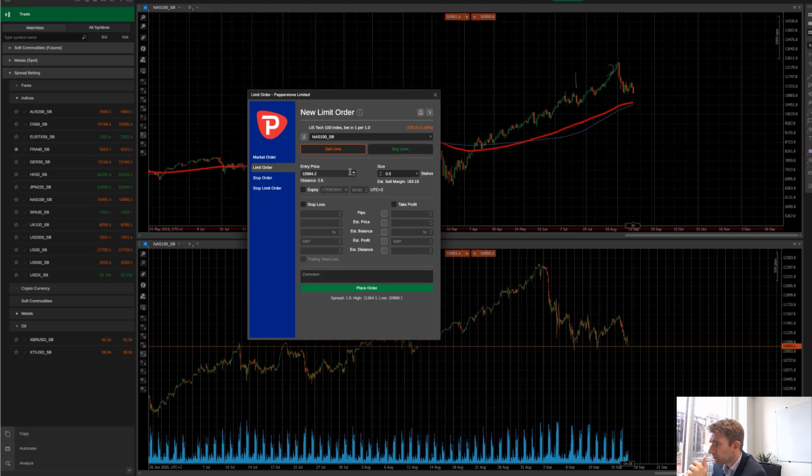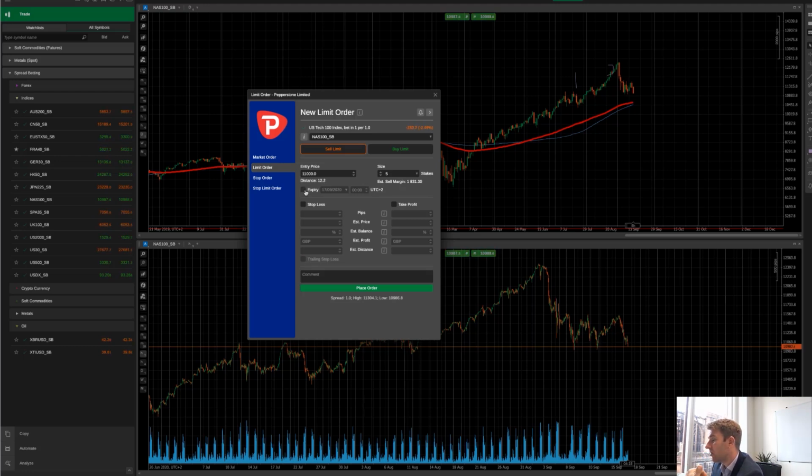So we can quite easily now type in what price we want to enter. Let's say we want to enter at 11,000, for example. We've got our price and our size here again. Always ensure that you're at a small size, guys, and this gives you an idea of the margin requirements for that trade. And we can have an expiry on it as well.